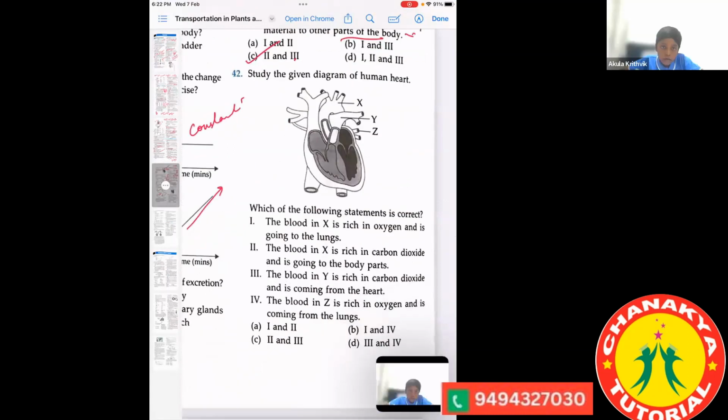42, Kritvik. Study the given diagram of human. Which of the following statements is correct? I think it's C.